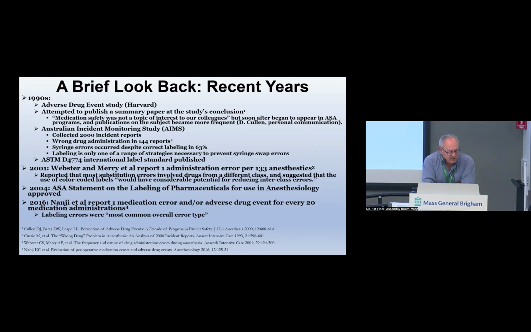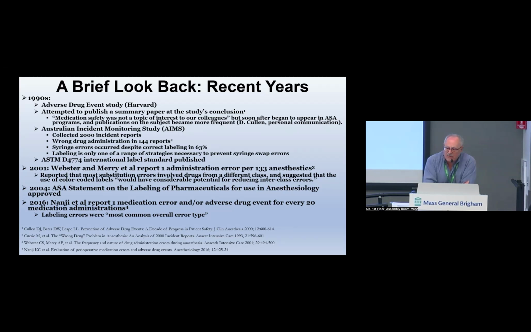Discussion of them was being included in ASA programs, and publications on the subject were becoming more frequent. At the same time, the Australian Incident Monitoring Study examined 2,000 incident reports, and Curry and colleagues reported on 144 incidents that involved a wrong drug administration, and they found that 63% of syringe errors occurred despite correct syringe labeling.